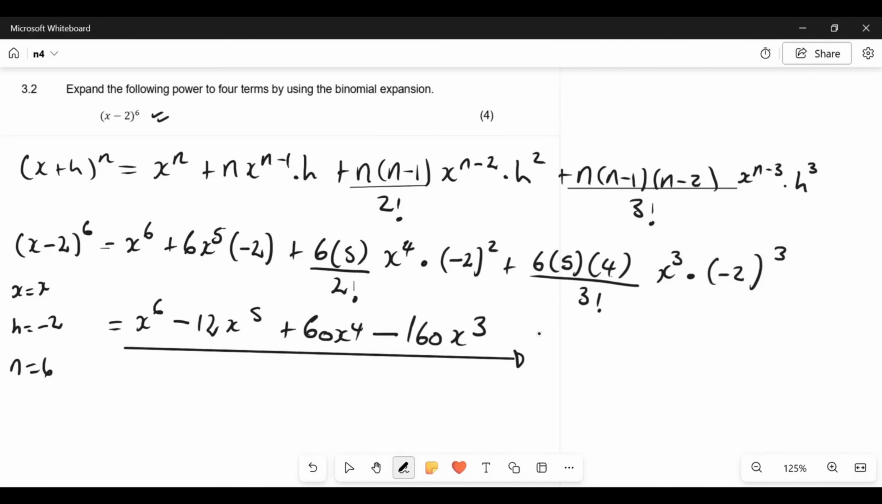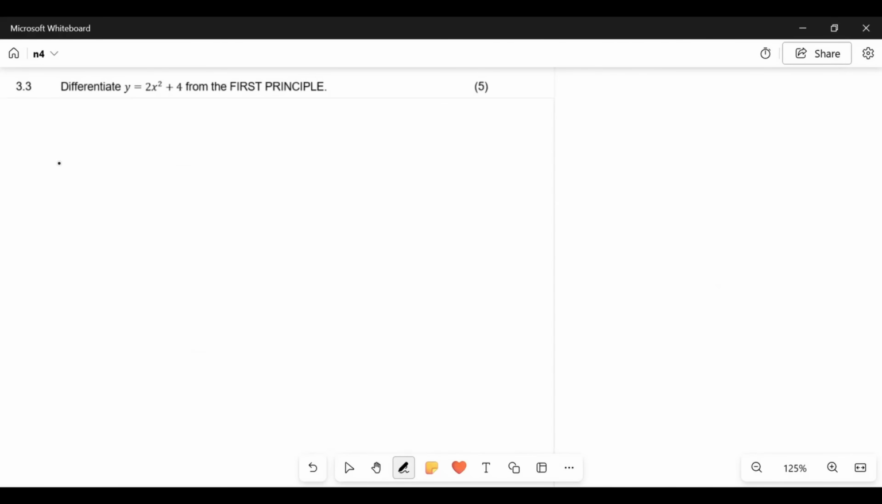All right, people, we are done with 3.2. How about we go into 3.3? All right, guys, here is our question 3.3. Now, question 3.3 asks us to differentiate y is equal to 2x squared plus 4 from the first principle.